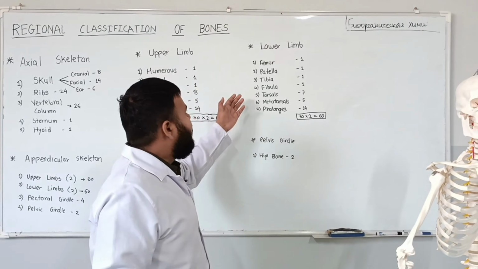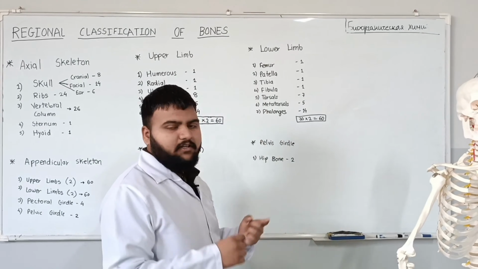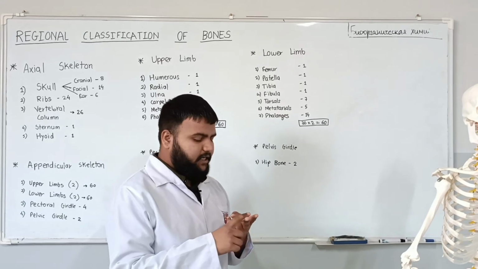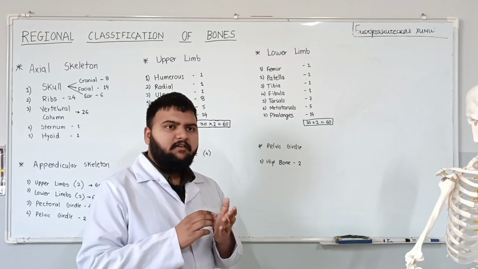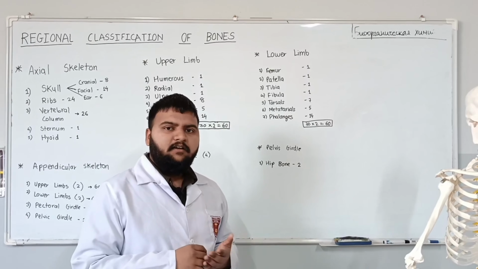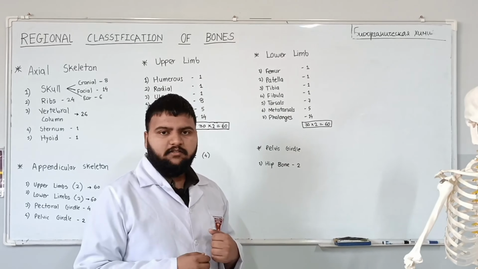Next, we have the lower limb. The lower limb consists of one femur, one patella, one tibia, one fibula, 7 tarsals, 5 metatarsals, and the same number, 14 phalanges.